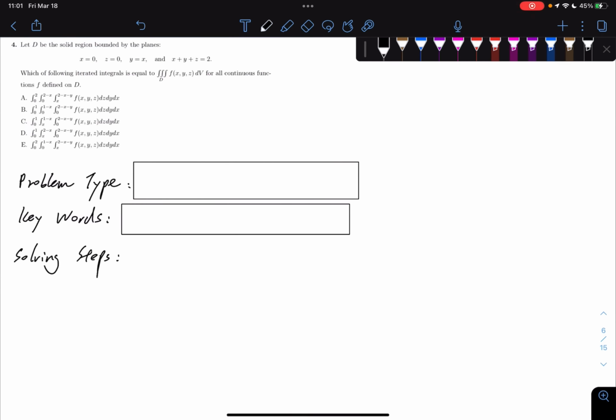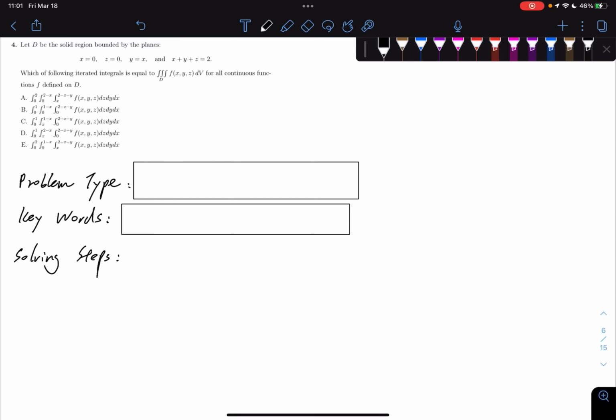All right, question number 4. Let D be the solid region bounded by the planes x equals 0, z equals 0, y equals x, and x plus y plus z equals 2. Which of the following integrals is equal to the triple integral for all continuous functions defined on region D?